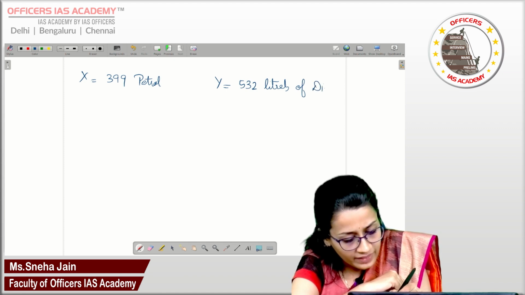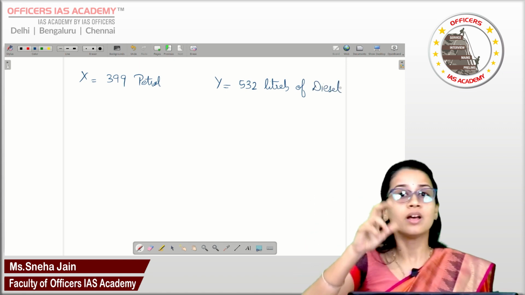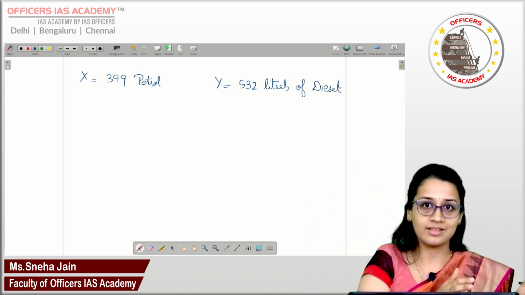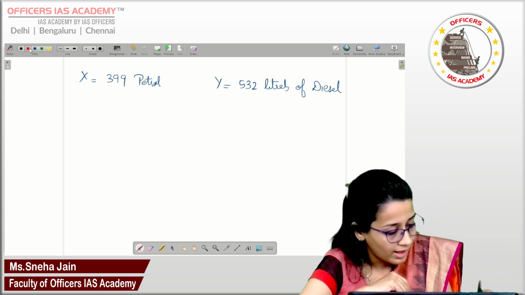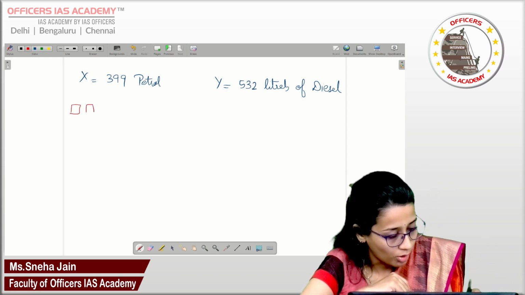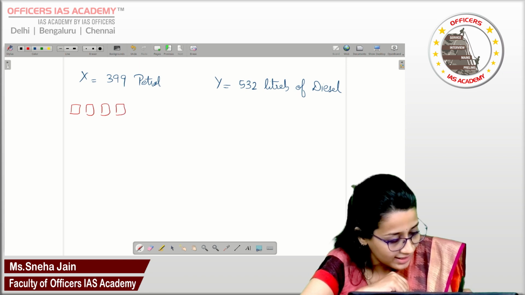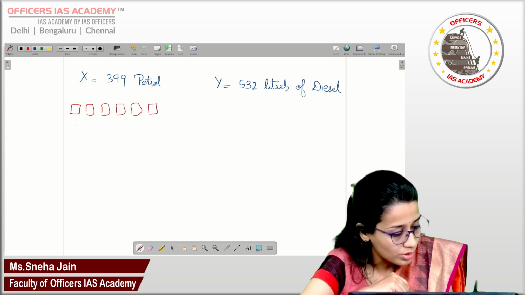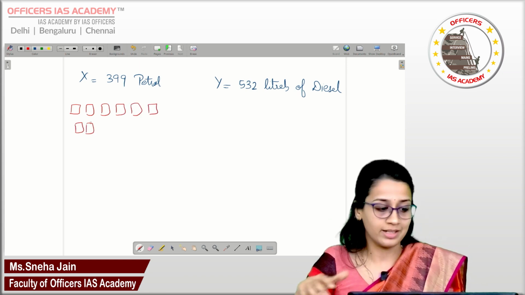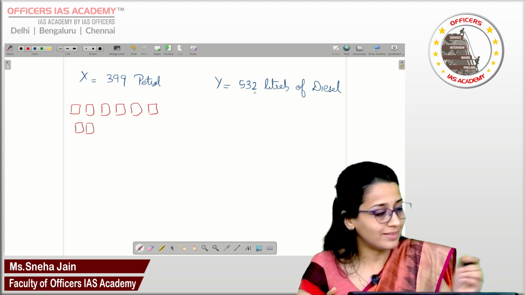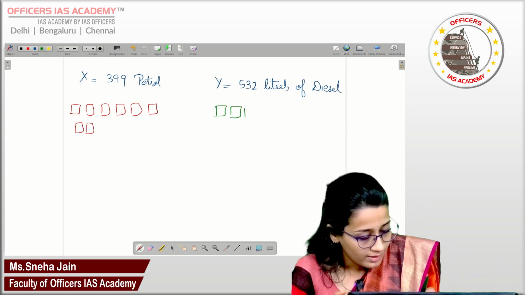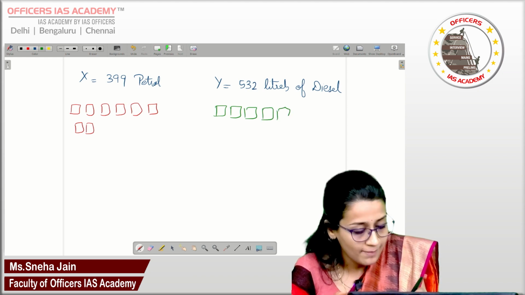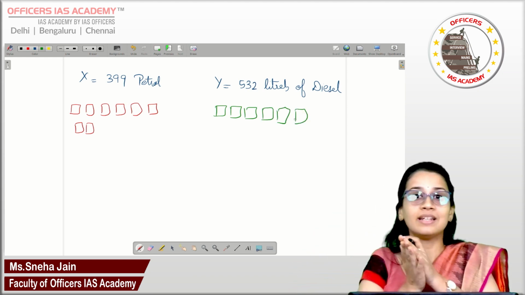Okay, they have to be bottled in small containers equally. So what does this mean? Petrol, let us assume these are the bottles. This 399 has to be split into so many number of boxes, and this 532 liters of diesel also has to be bottled differently, in a way that it is complete.